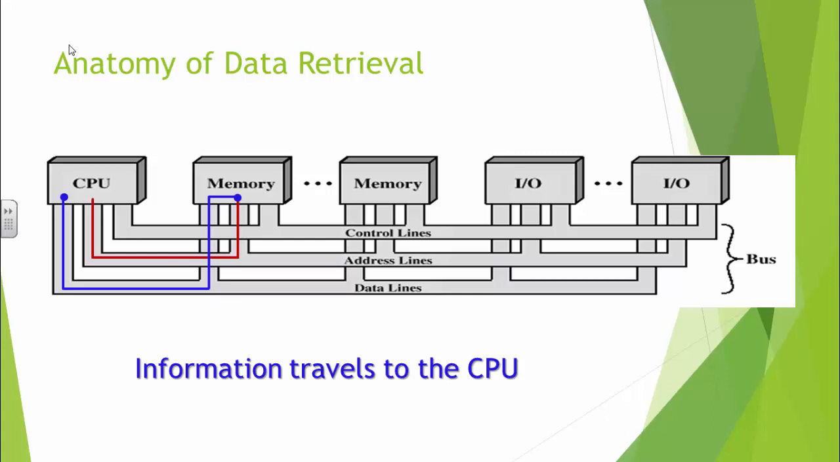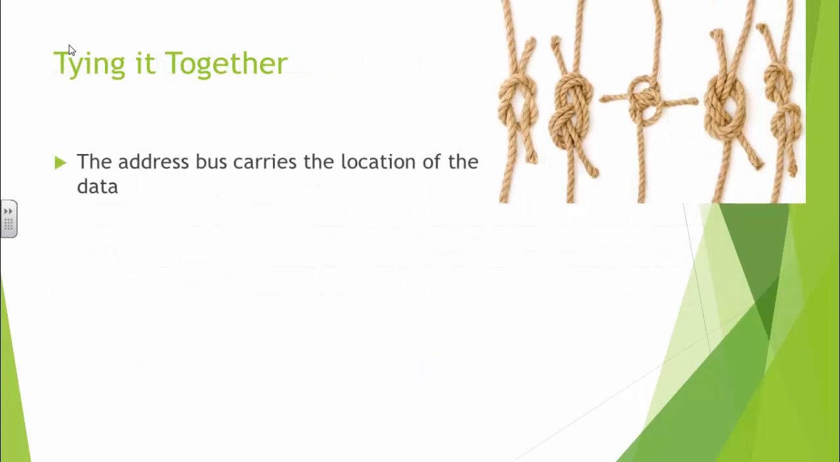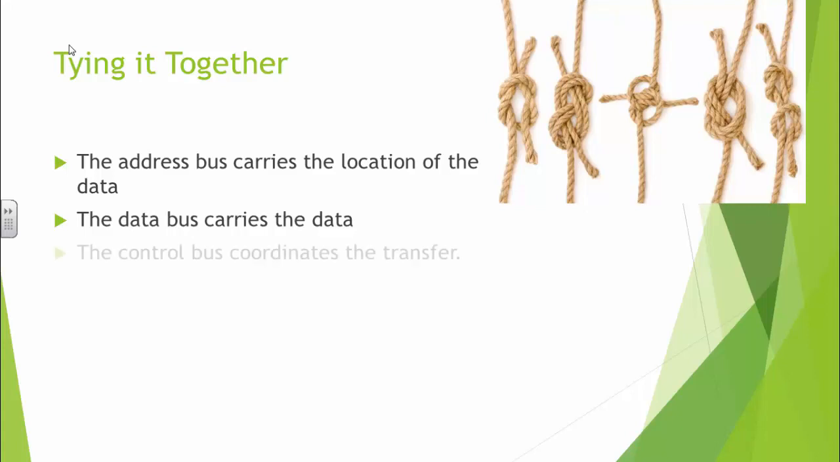Now notice we didn't use the control lines here. For simplicity's sake, we didn't show the clock pulses that would have coordinated the timing of this transfer. And so the control lines would have simultaneously been sending those system clock pulses. Okay, so if we tie all that together then, the address bus carries the location of the data the CPU wants. The data bus carries the data back to the CPU. And the control bus carries the coordination information.